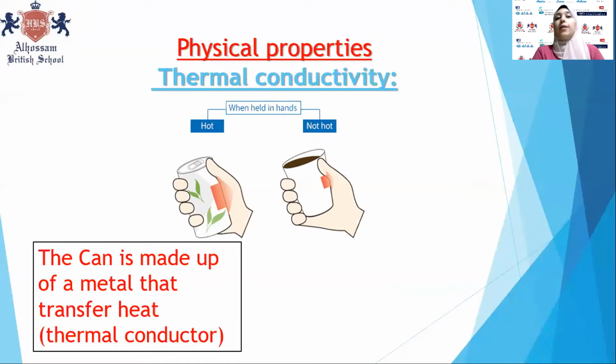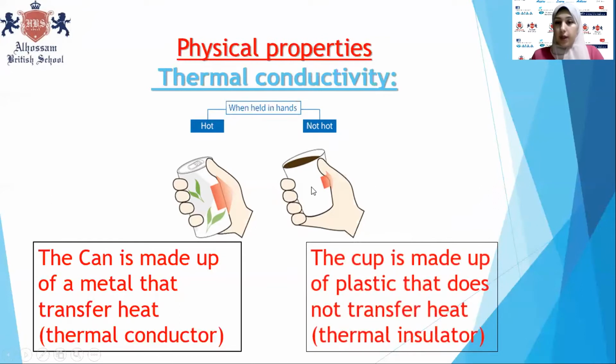Excellent, you got it. The cup is made up of plastic, okay, or any other material that does not allow the heat to move or transfer from the inside to the outside. Okay, so the heat is trapped inside and doesn't go to the hand of the person holding it. That's because of the material of the cup. Okay, so the cup is made up of plastic that does not transfer heat, which is called a thermal insulator. Got it? You got it now?